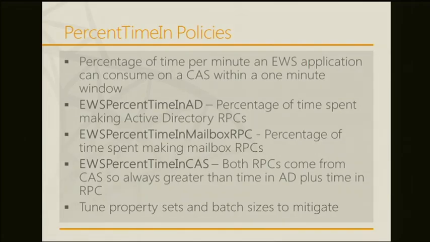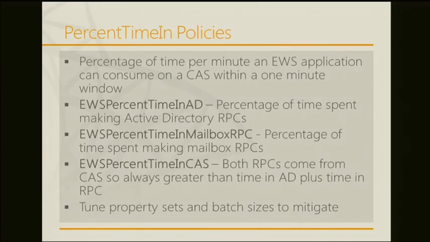And they're the percentage of time per minute, in this case, an EWS application can consume on a CAS within a 1 minute window. So basically what we look at is for a given application that's, in this case, using EWS, we're looking at the percentage of time, and we'll work backwards through this list, the percentage of time within a given minute that a CAS server is spending facilitating requests from that account. So this last one is just the overall time the CAS is spending. Two of the RPC operations that a CAS server could do is make mailbox RPCs or directory RPCs. And so these policy settings break out that into separate.